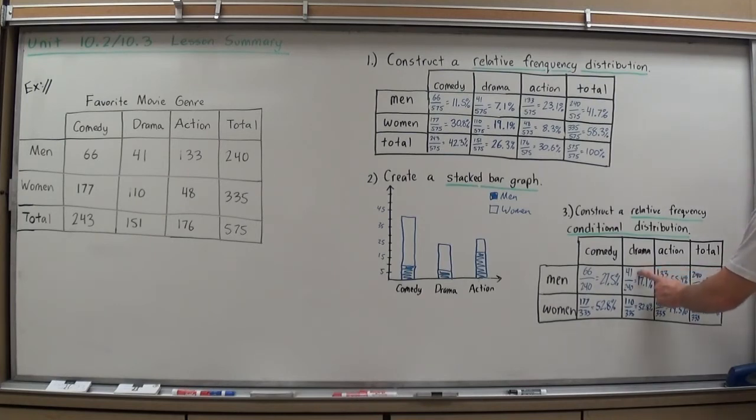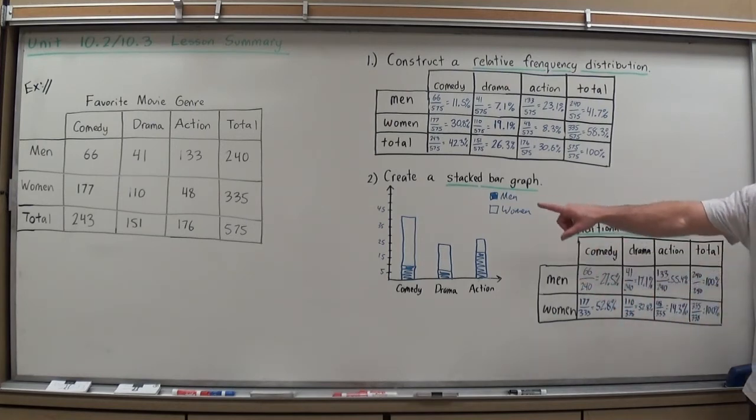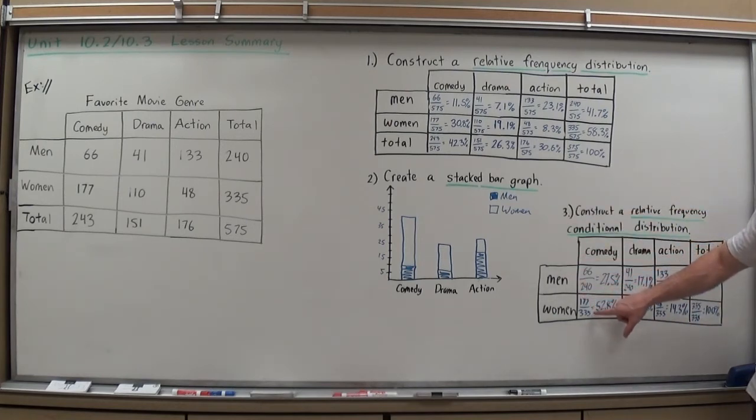So I want to know what percent of men prefer comedy, not what percent of everyone. What percent of men like drama? What percent of men like action? What percent of women like comedy? What percentage of women like drama? What percent of women like action? So I'm taking 66 now instead and dividing it by the total of my men, 240. And taking my women total, 177, dividing it by the total of women, 335, and getting the percent. So you can see my percents here.